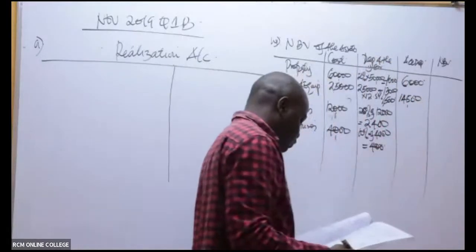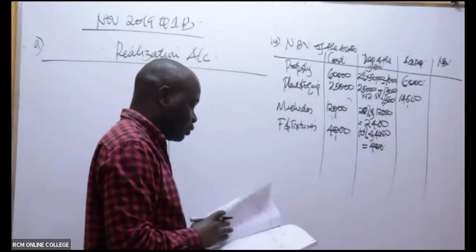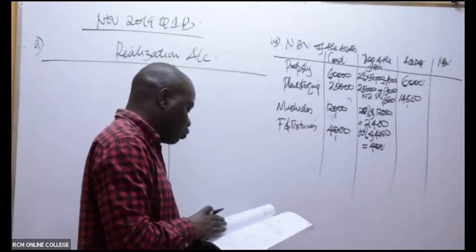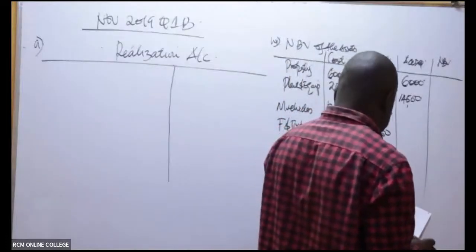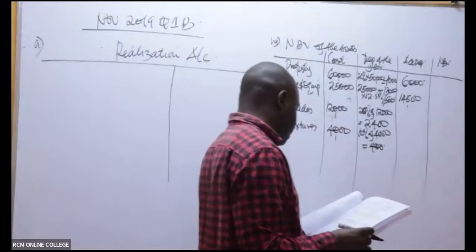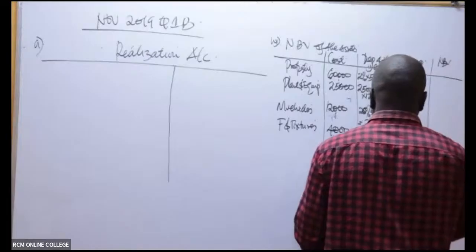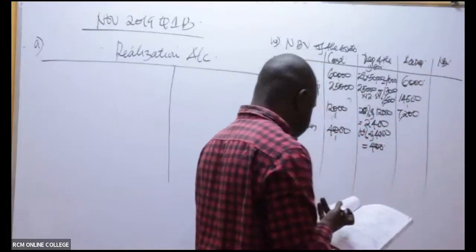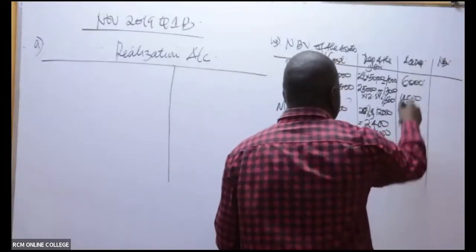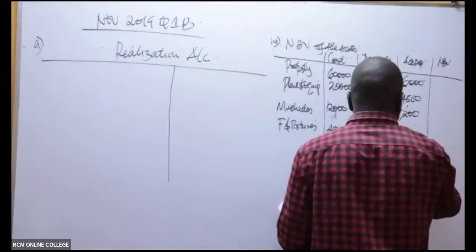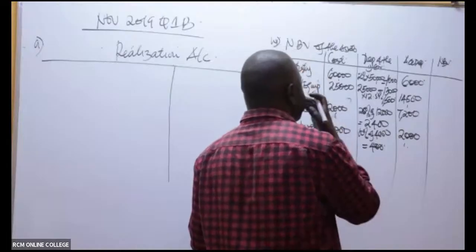Then for motor vehicles in the TB balance, we have an accumulated depreciation of 4.8 million, but you have to add the 2.4. We have 4.8 plus 2.4. It should be 7.2 million as the accumulated depreciation. For furniture and fixtures, the accumulated depreciation in the TB balance is 1.6, but here we have 400,000. You accumulate so that you get 2 million.